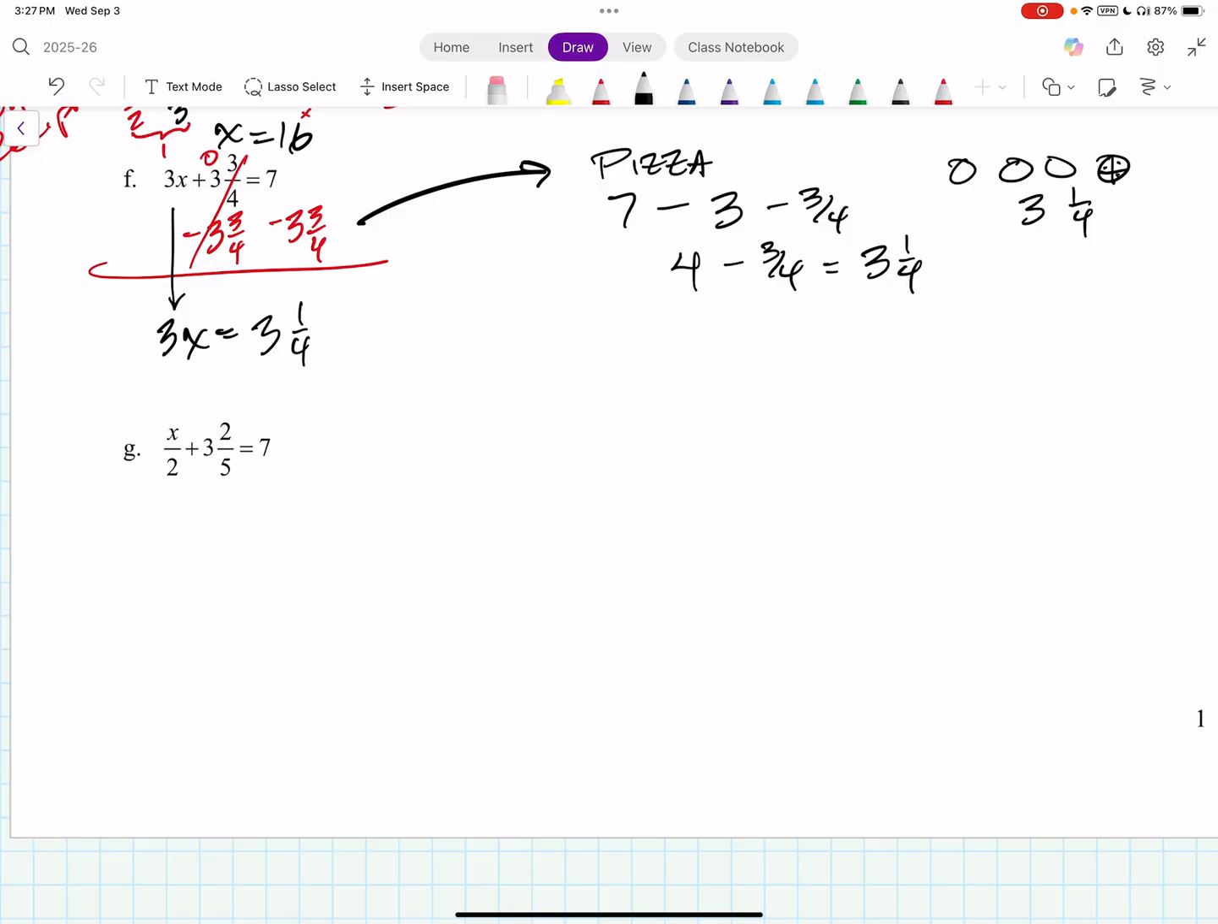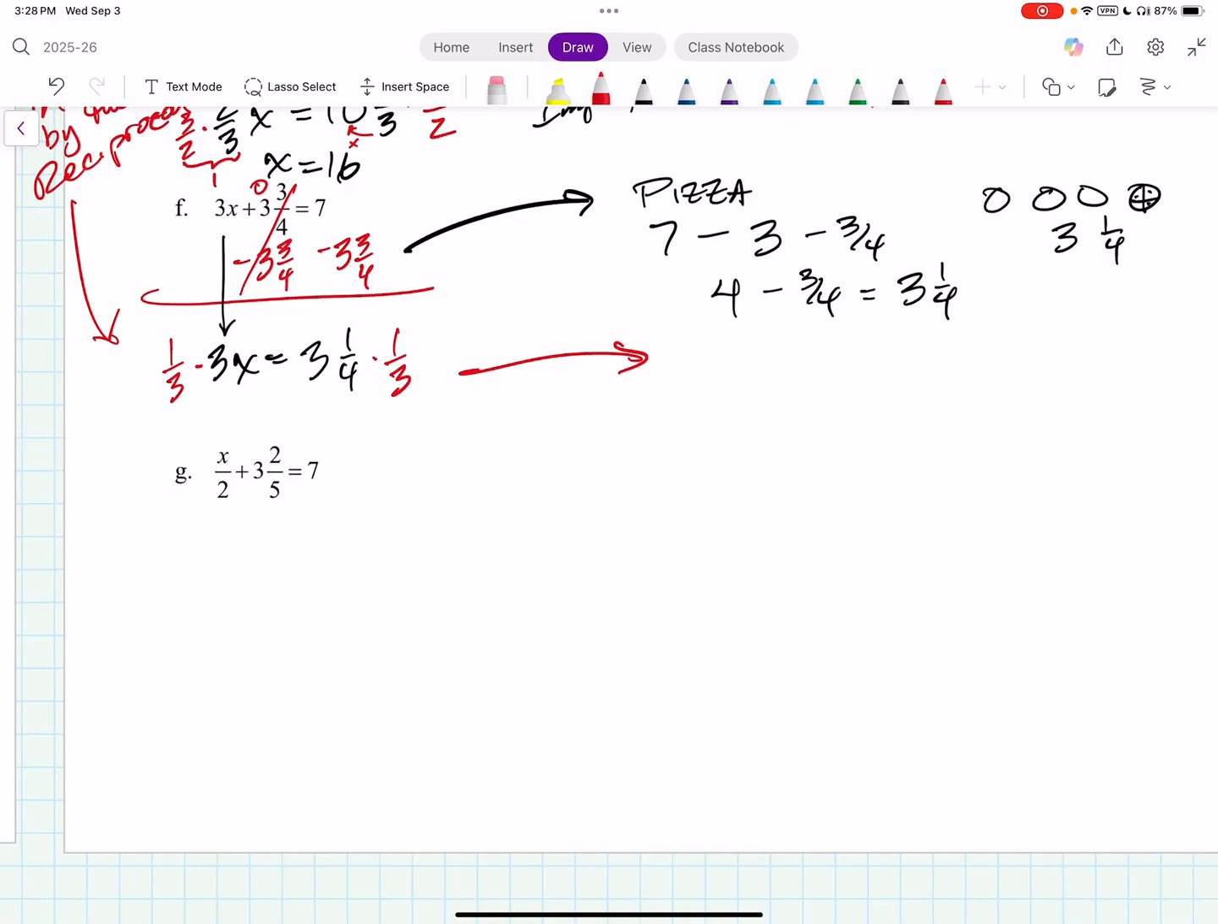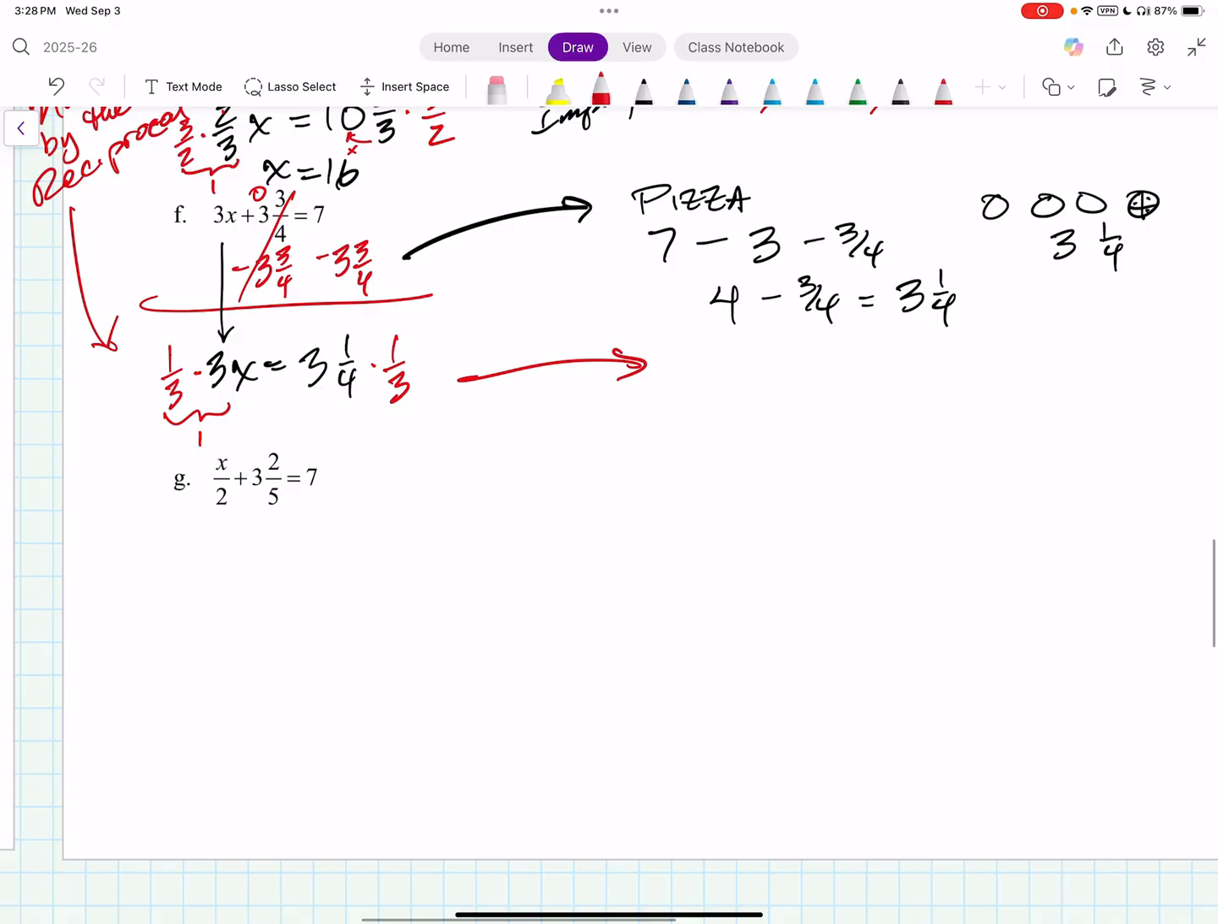So you do side work if you need to. All right, and now you multiply by the reciprocal again. The reciprocal of 3 is 1/3. So you multiply both sides by 1/3, and again you do side work. When you multiply 1/3 times 3, your reciprocals, you get 1. You always get 1 when you multiply reciprocals. 1/3 of 3 is 1.